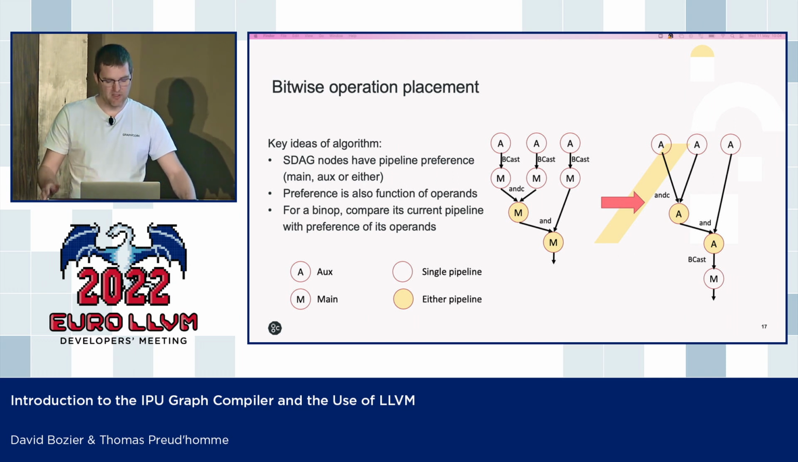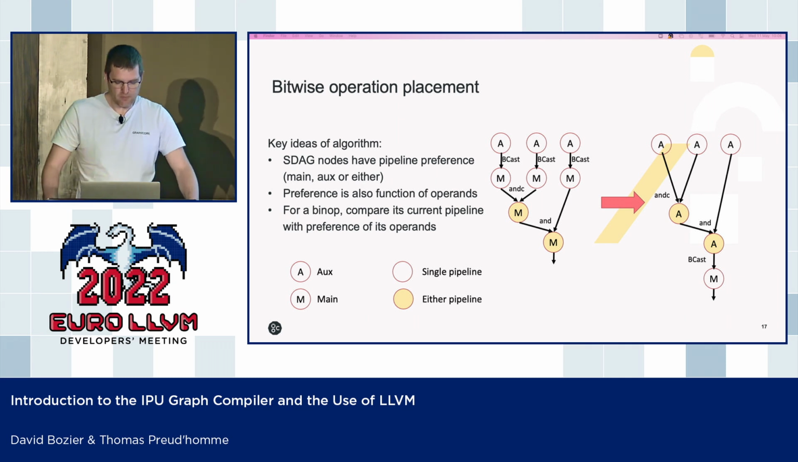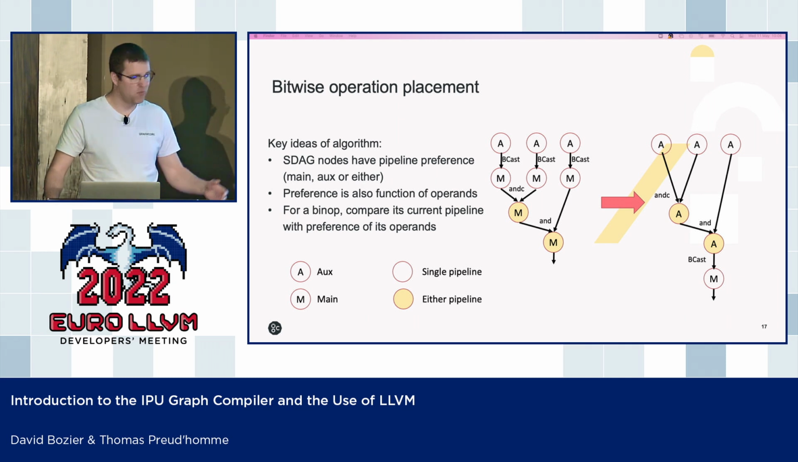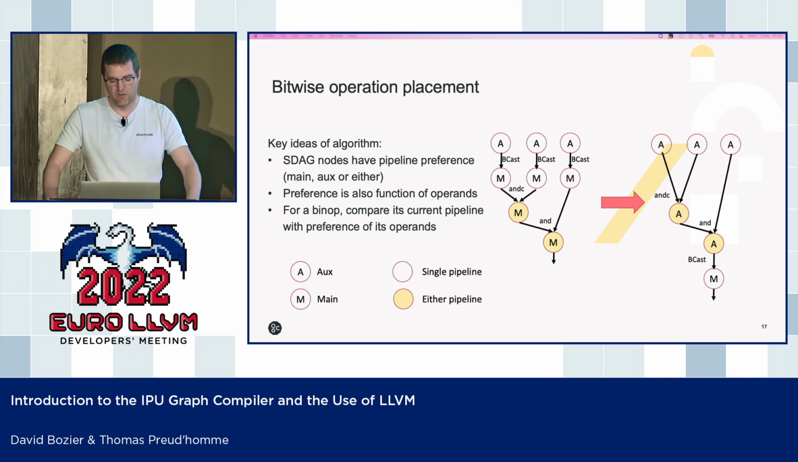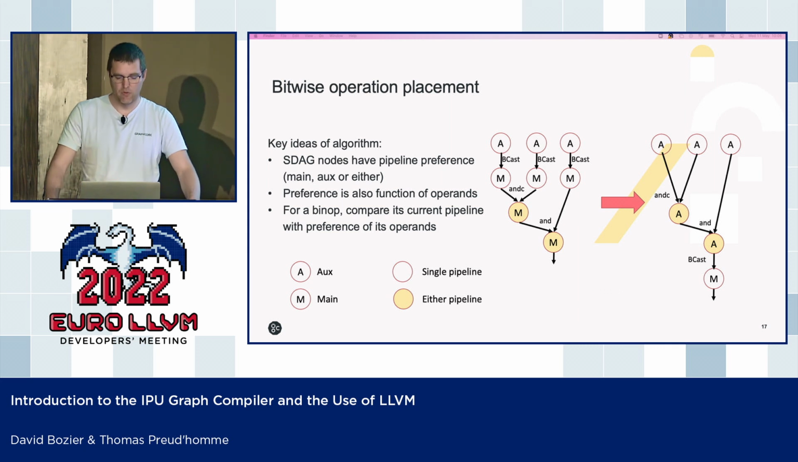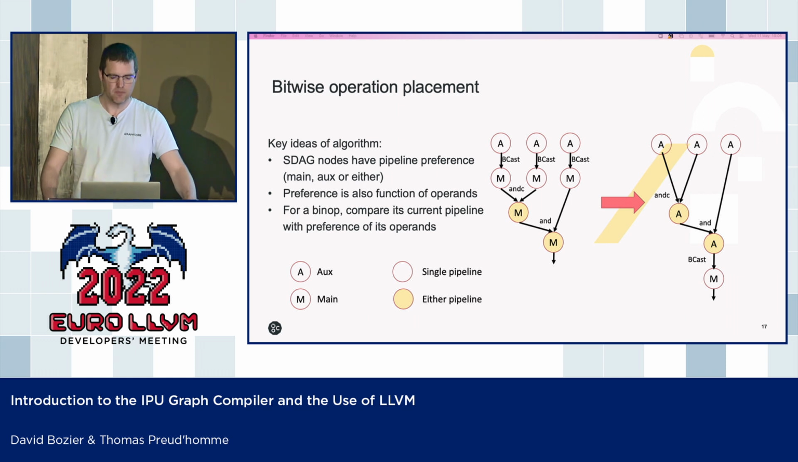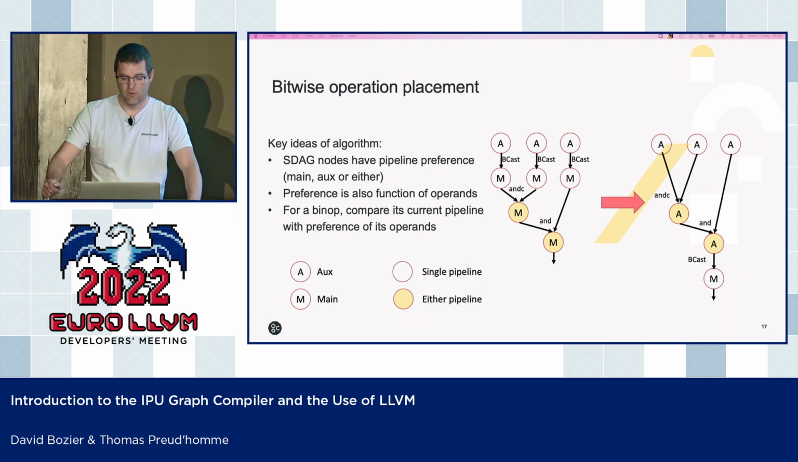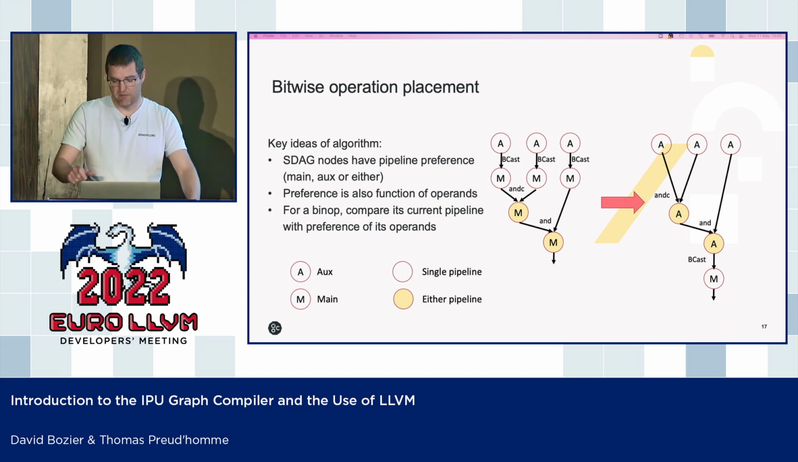So we have an example here where we have some bitwise operations, complement and AND. Initially the floating point values will be converted to integer type so that we can do the bitwise operation. And then we can see that all these bitwise operations can execute on both pipelines, and we can avoid the bitcast if we change to execute on the aux pipeline.